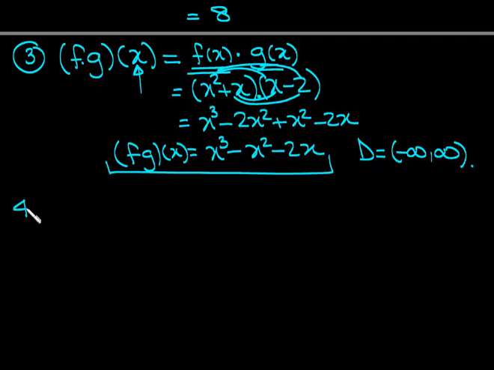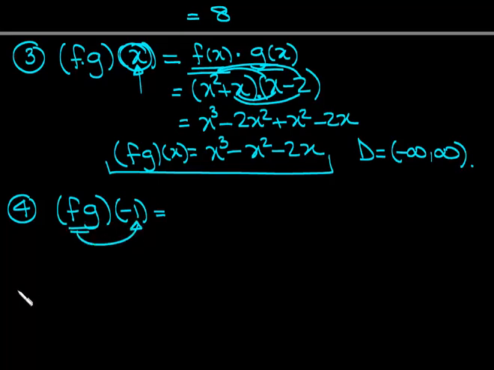Let's say now they had asked us to find f of g of minus 1. Okay. They didn't ask us to find the function. Over here, because they put an x, they wanted us to find the new function f times g. Here, they just want us to find the value of the new function at minus 1. So you take the value of the old function at minus 1 multiplied by the value of the second old function at minus 1. So what is f of minus 1?